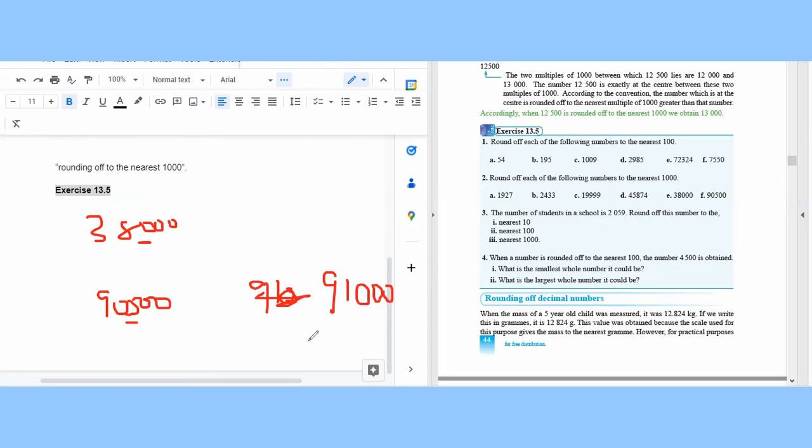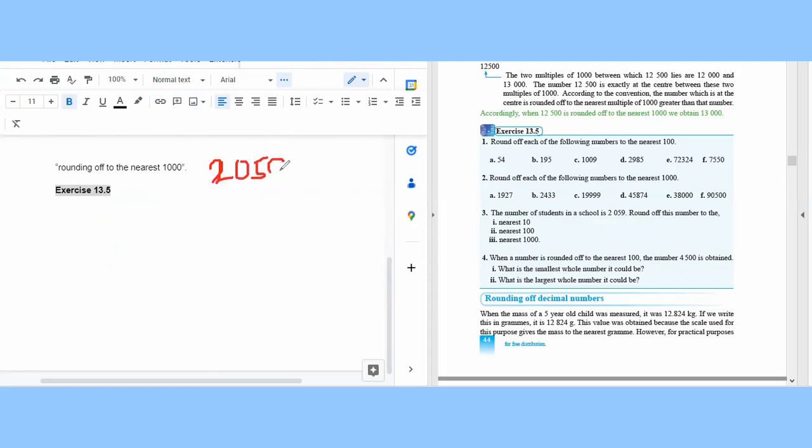Then the number of students in a school is 2,059. Round off this number to the nearest 10. So 2,059. To the nearest 10, you look at the ones column. It is more than 5. So you move on to the next multiple of 10, which is 2,060. That is the first question.